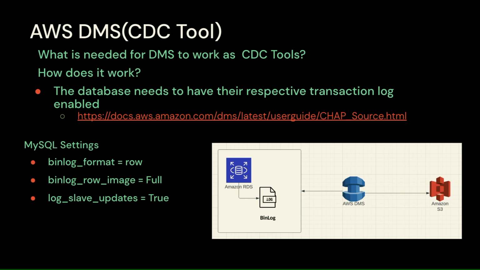And this is just a high-level picture of what happens in the interplay between the binlog, AWS DMS, and Amazon S3. So RDS MySQL is writing out the binlog, and then AWS DMS is reaching in, reading the binlog, parsing it, and then writing it out to S3.